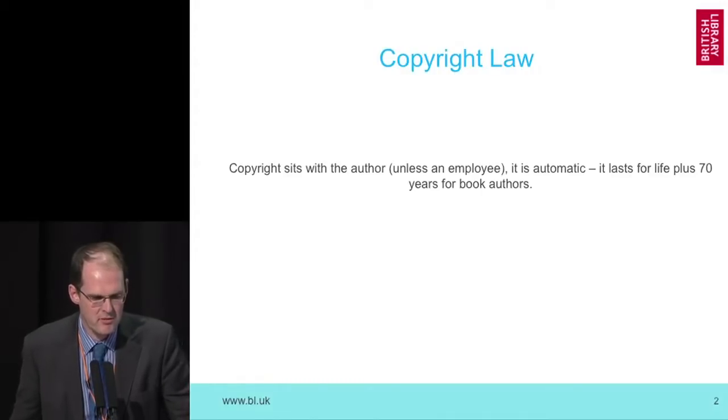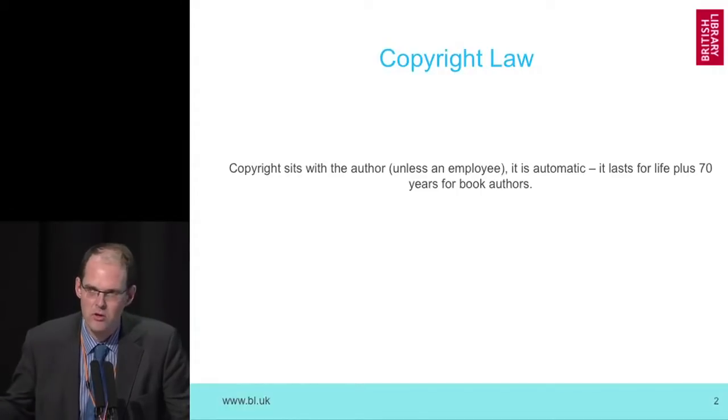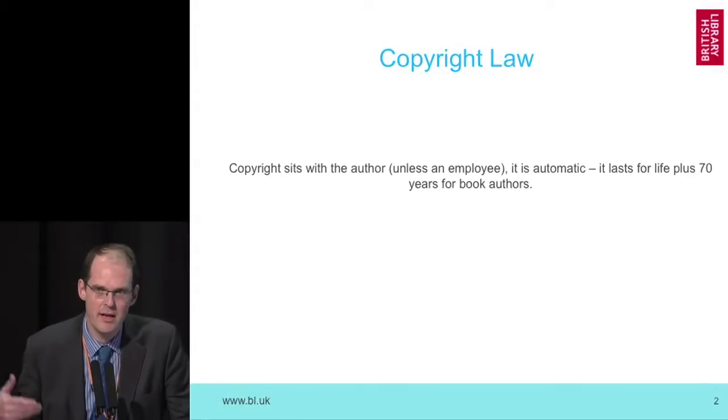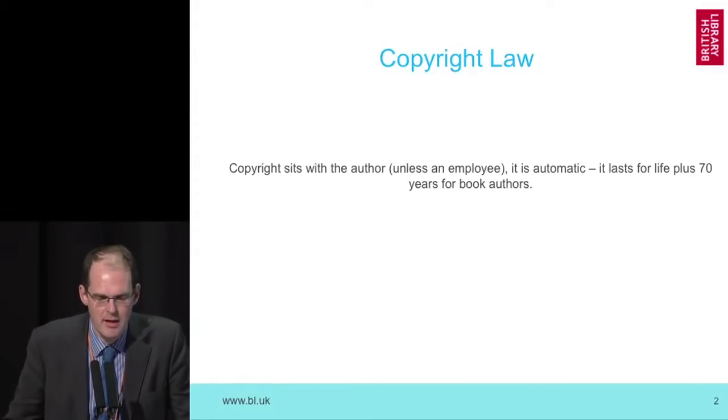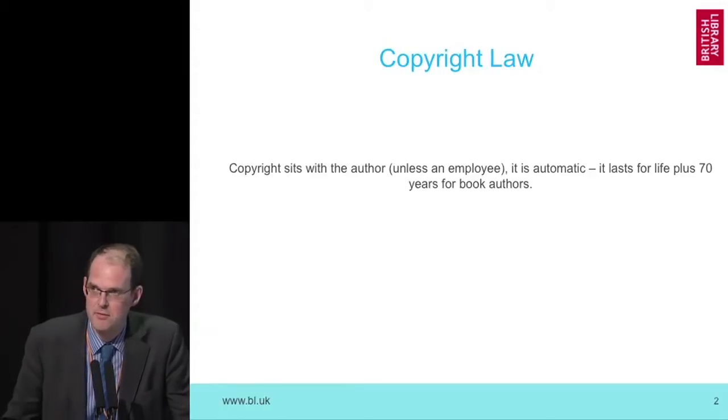So the basics: copyright law sits with the author. It's automatic, it doesn't need to be registered. Just by creating, fixing an idea, a creative act, in the form of text or a sound recording or a film, copyright is created. And it lasts, for book authors for example, for life plus 70 years.